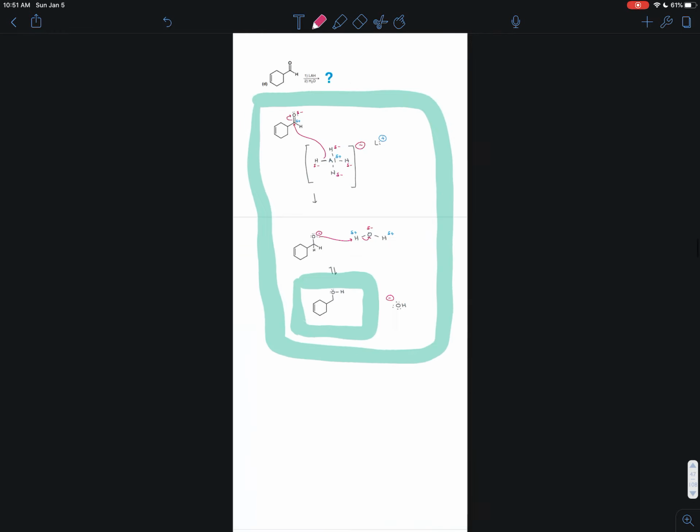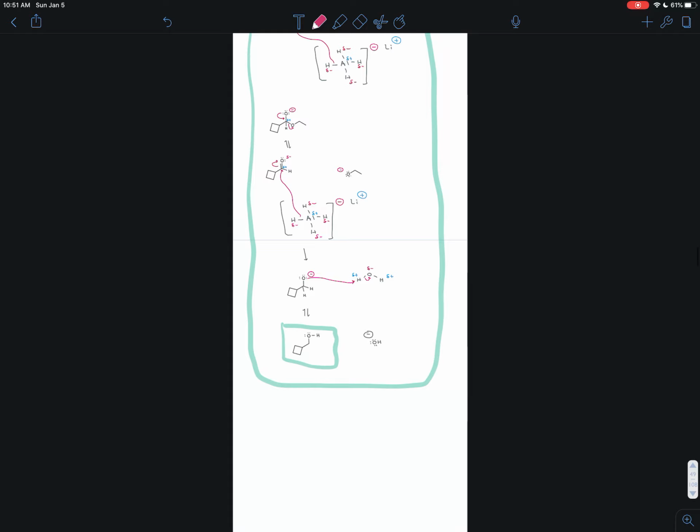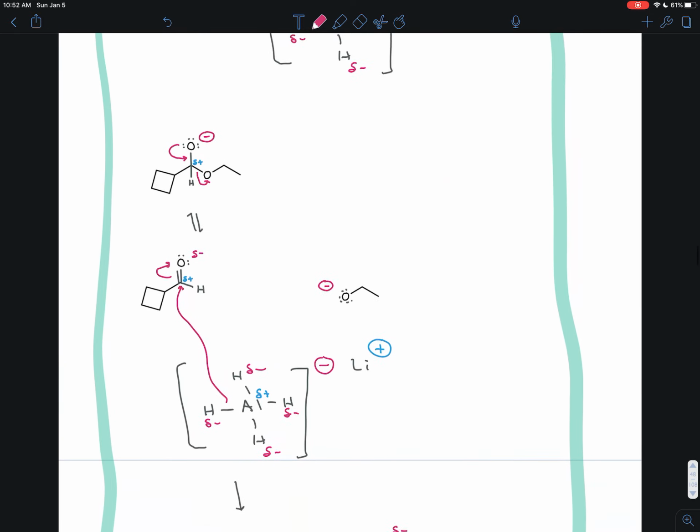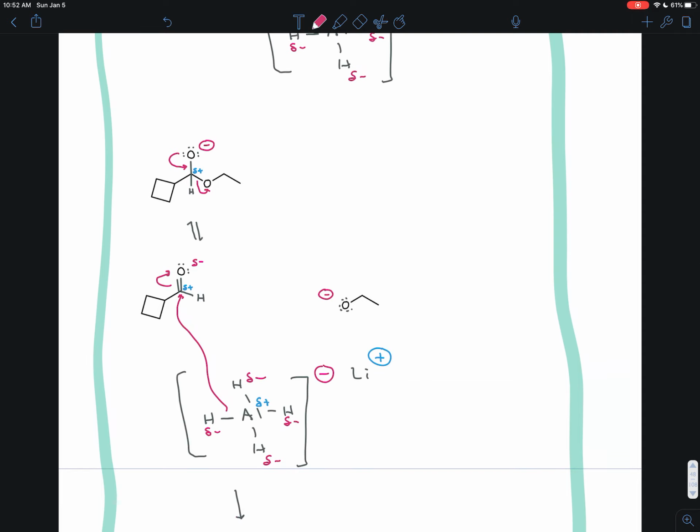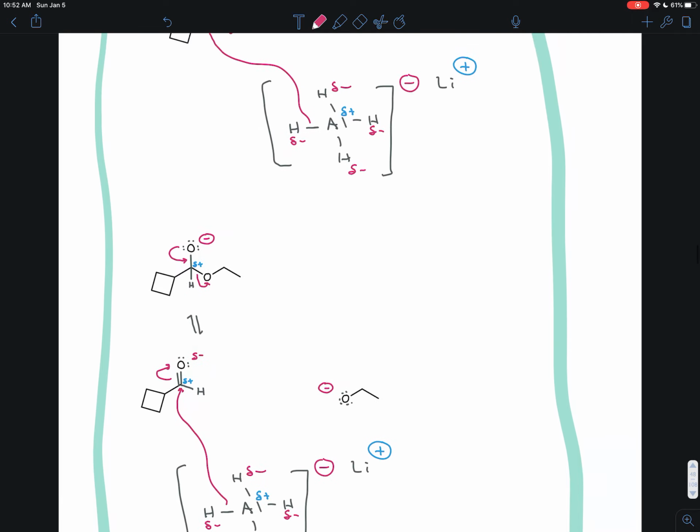And they have to be strong nucleophiles in order to beat this equilibrium here with the tetrahedral intermediate. This is a terrible leaving group. You need a strong nucleophile to push that reaction forward.